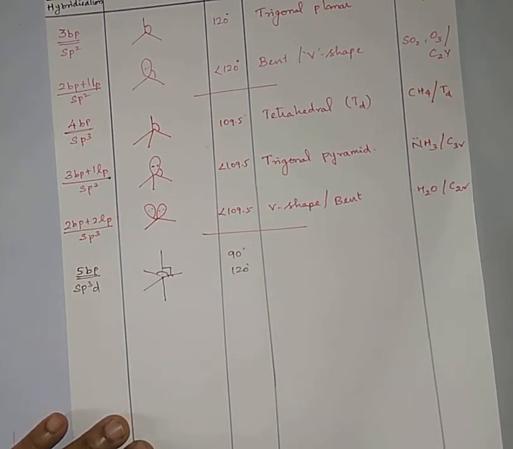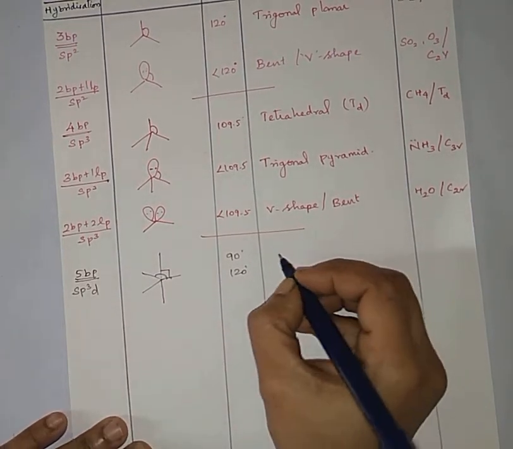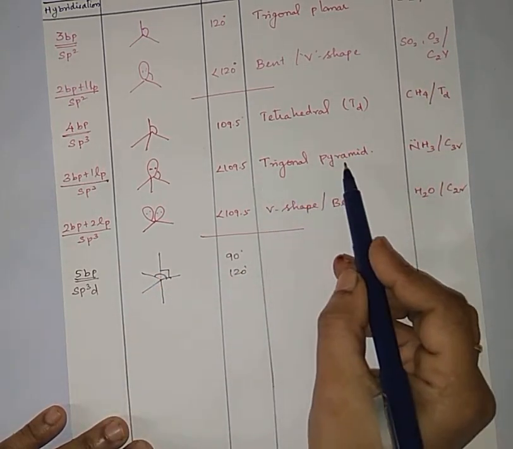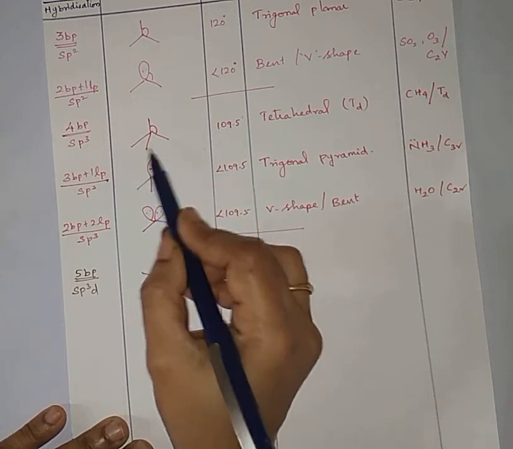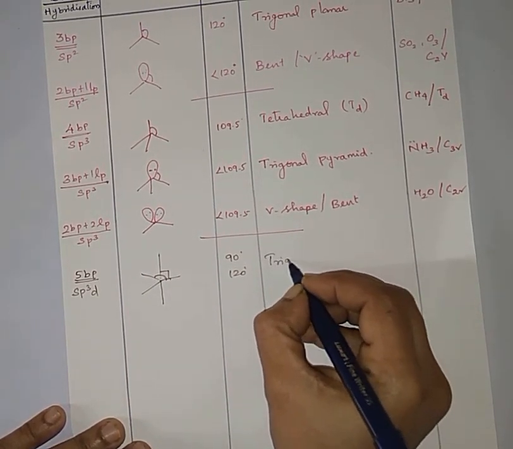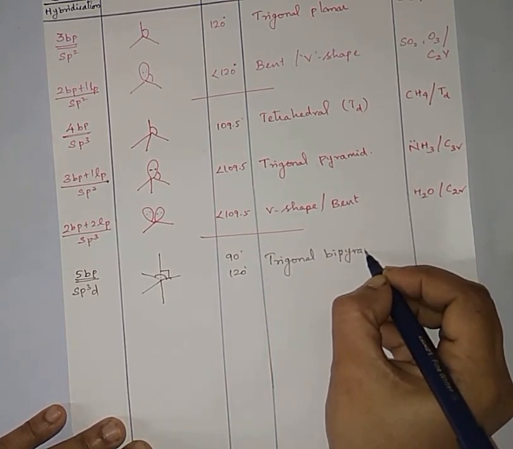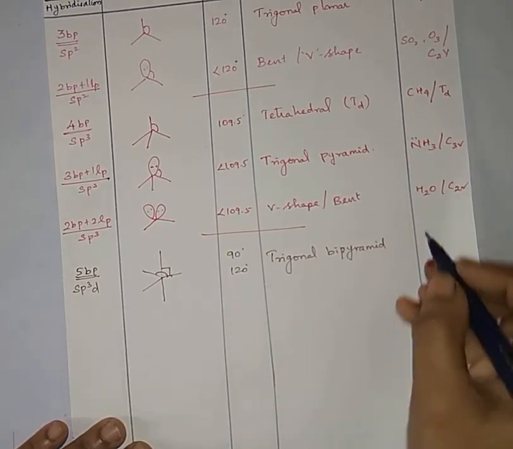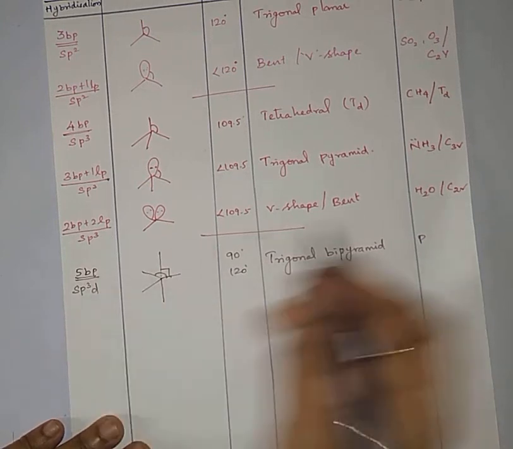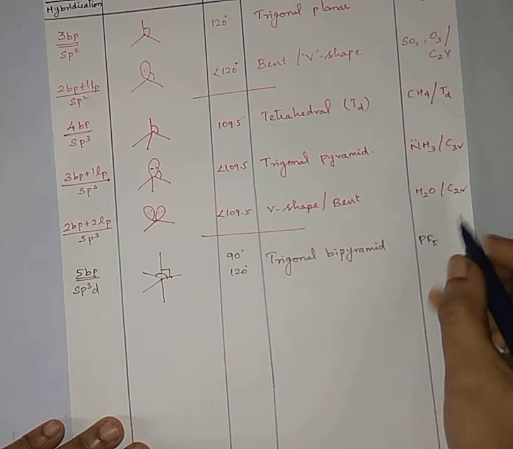2 angles are there. What is the name of the shape? Trigonal bipyramidal. Trigonal pyramidal has only one pyramid. Here 2 pyramids, so trigonal bipyramidal. What is the example for this? PF5 or PCl5. 5 bond pairs will be there.